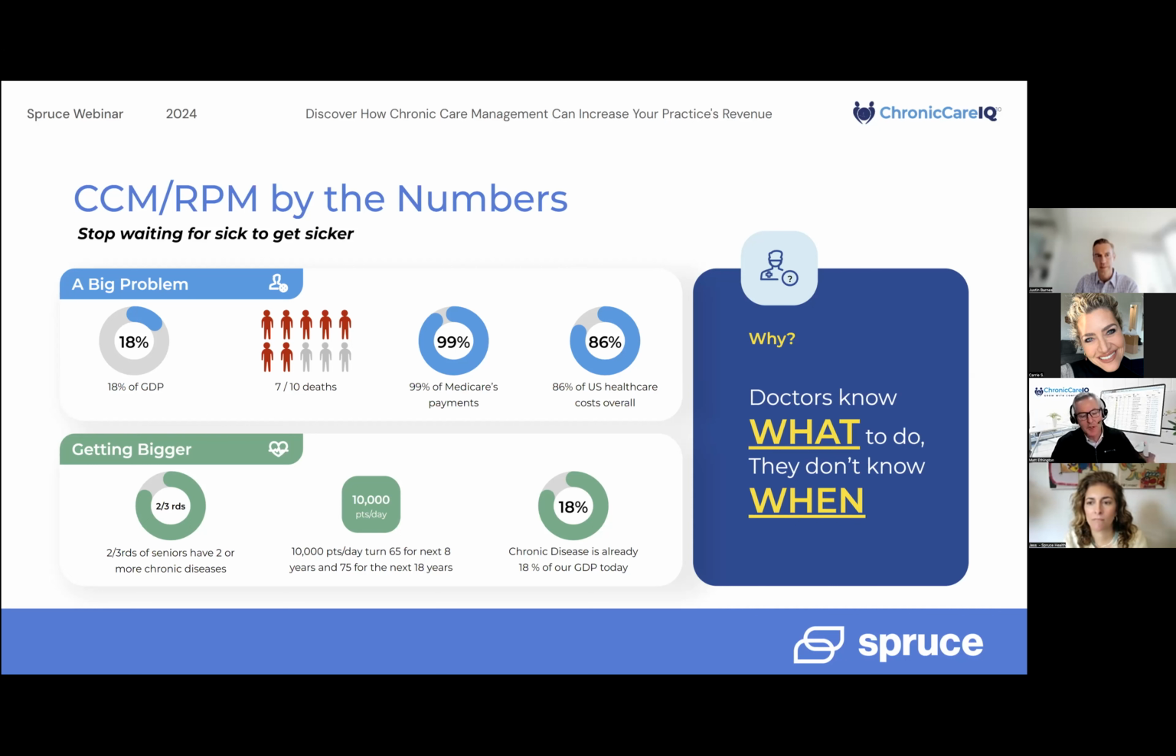And the problem is so big, you've already seen those numbers, 86% of US healthcare costs overall. 10,000 patients a day will still be turning 65, entering the Medicare rolls for the next 8 years. And some derivative of that will be turning 75 for the next 18 years. So Medicare's known this problem was coming, and that's why they're throwing so much money at it.